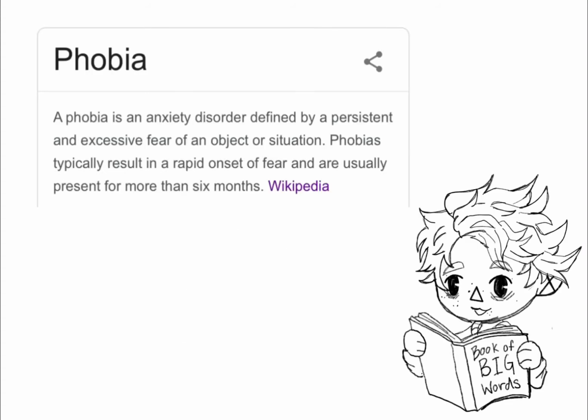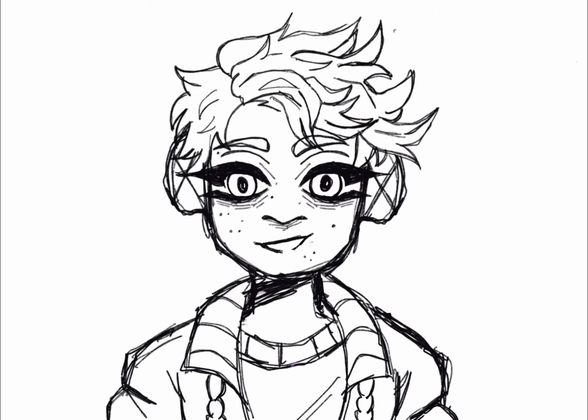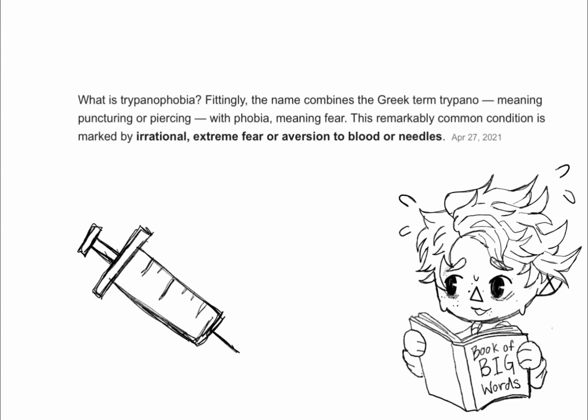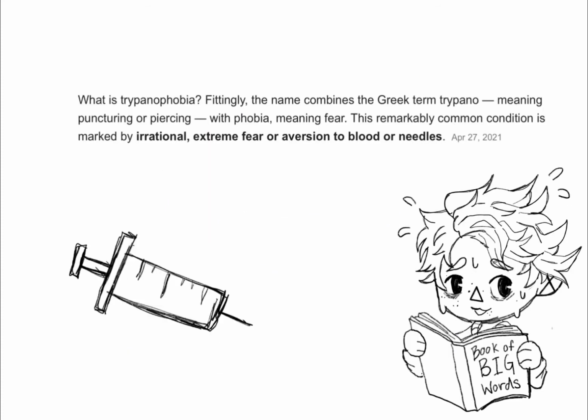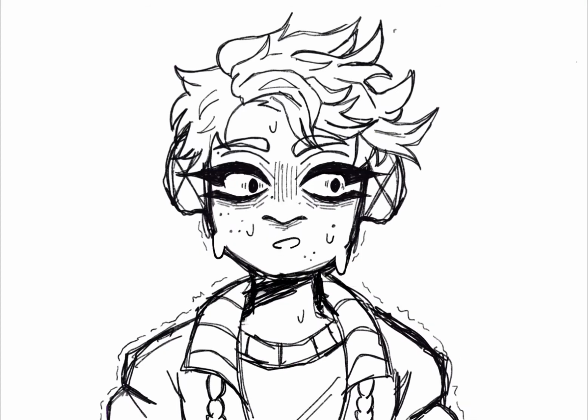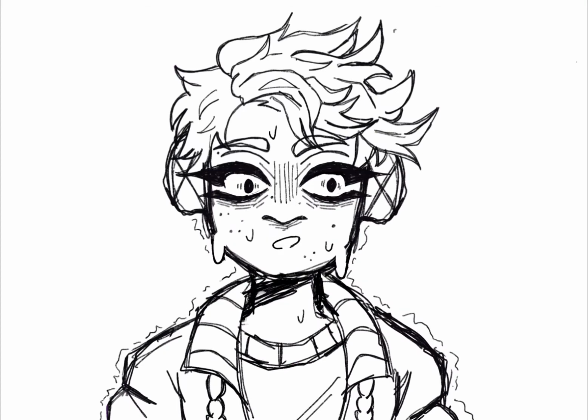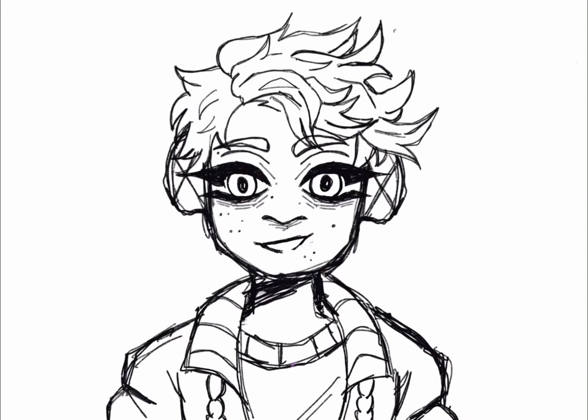A phobia is an anxiety disorder defined by a persistent and excessive fear of an object or situation. For example, I have a phobia called trypanophobia, which is the phobia of medical procedures involving injections. And let me tell you, getting shots or any sort of needles is never easy for me. Anyway, let's get to the statistics.